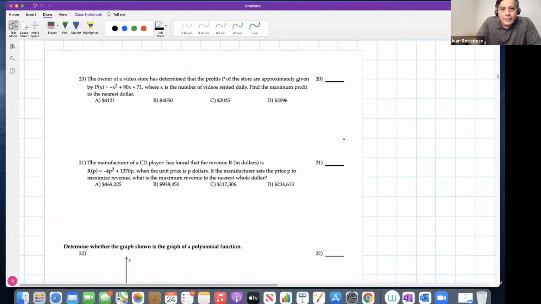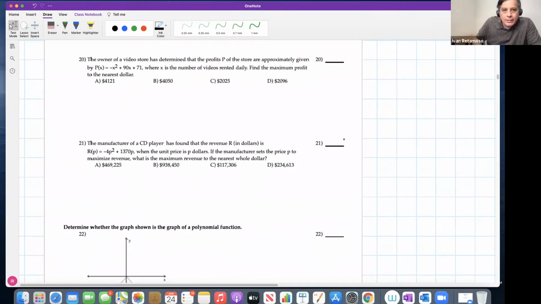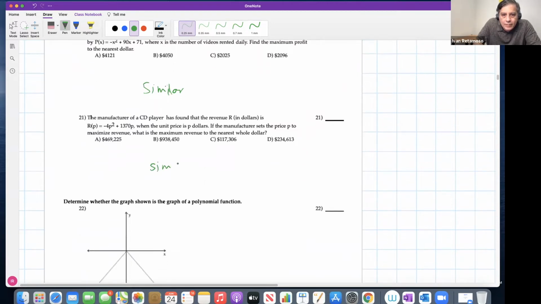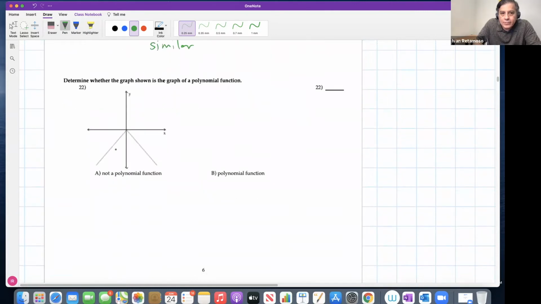Let's move on. Number 20, similar also, right? This is a maximization problem. This one similar, maximization problem. Let's go ahead with 22.